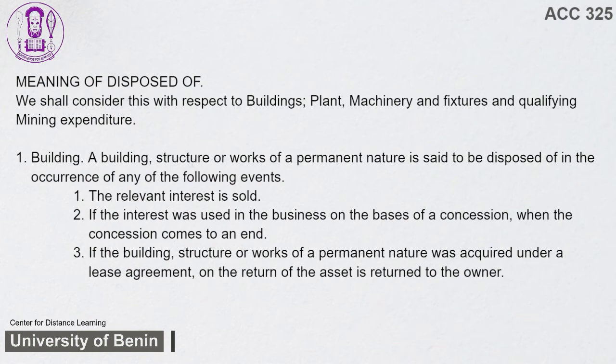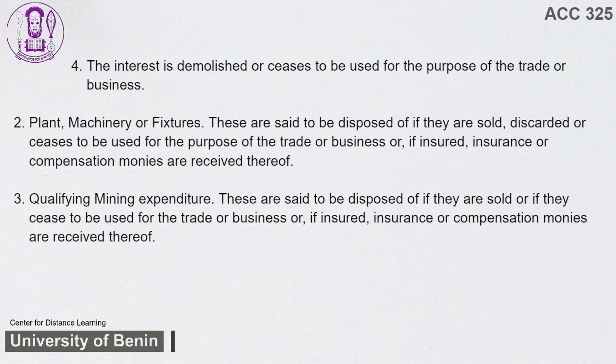1. The relevant interest is sold. 2. If the interest was used in the business on the basis of a concession, when the concession comes to an end. 3. If the building, structure, or works of a permanent nature was acquired under a lease agreement, the asset is returned to the owner. 4. The interest is demolished or ceases to be used for the purpose of the trade or business.